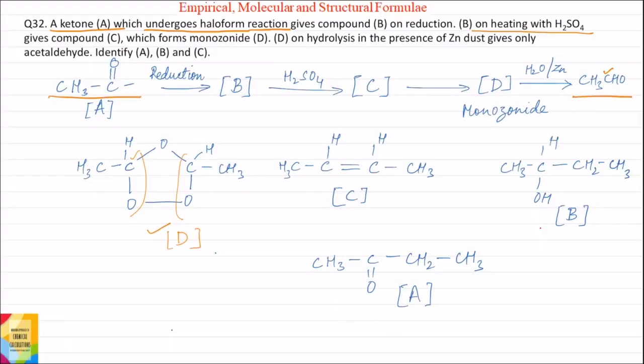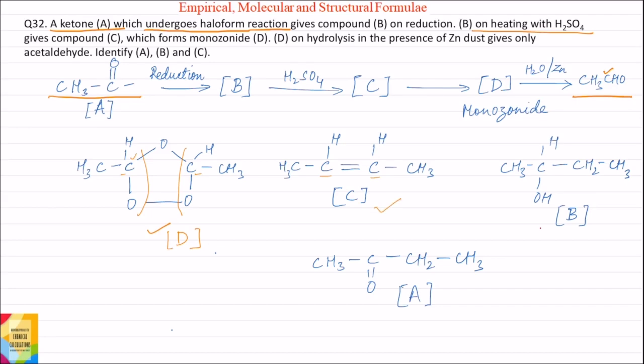Now D is formed from C. Therefore C contains a carbon-carbon double bond. और C में जो double bond है वो इन दोनों कार्बन्स के बीच में प्रेजेंट होगा. तो अगर हम इन दोनों कार्बन्स को डबल बॉन्ड से ज्वाइन कर दें, we get the structure of C. So these are the two carbons which were joined to the oxygen in monogenide, but before the formation of monogenide, these two carbons are joined with a double bond. So this is the structure of C.